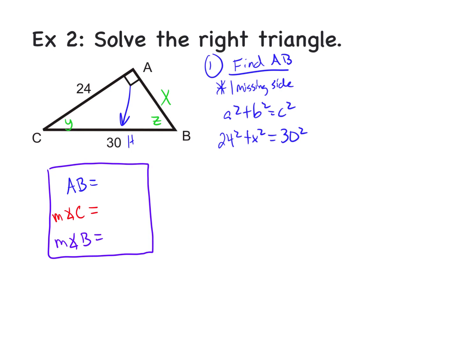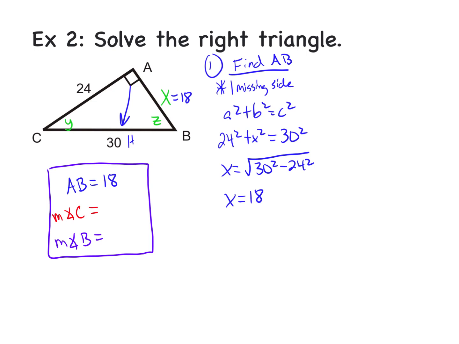Okay, and this works just like that one we've already done, so I'm going to just jump to the end. X is equal to the square root of 30 squared minus 24 squared. X equals 18. Now that's just a whole number, so there's nothing around. It's nice whenever they work out really nice like that. So our AB is 18. I'll fill it in on the triangle. X is 18.